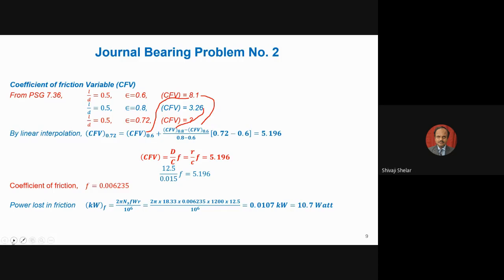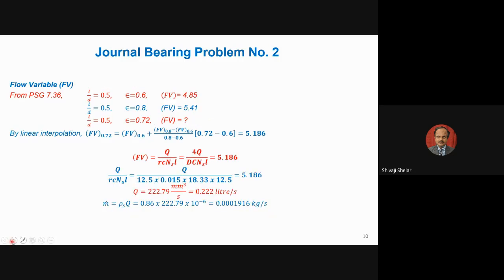Similarly, the last parameter you can calculate is the flow variable to determine the side flow. So we have L by D is equal to 0.5, epsilon is equal to 0.6. I will not go to that problem again, so you have to refer. There is a flow variable column, Q upon RCNL for the problem or 4Q upon DCNL column. From that, for 0.6 we have 4.85, and for 0.8 it is 5.41.